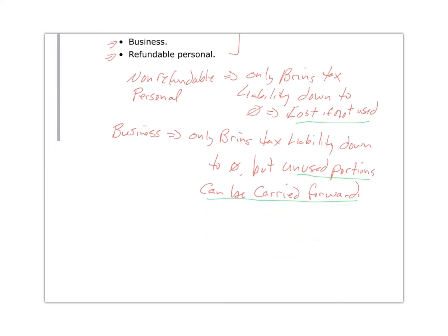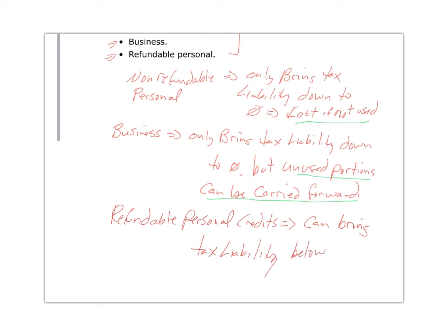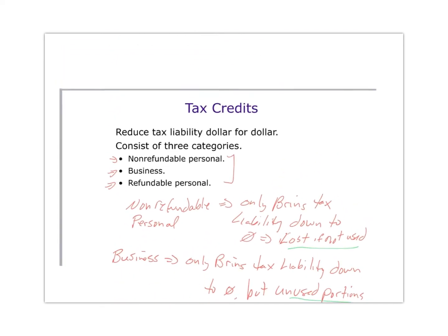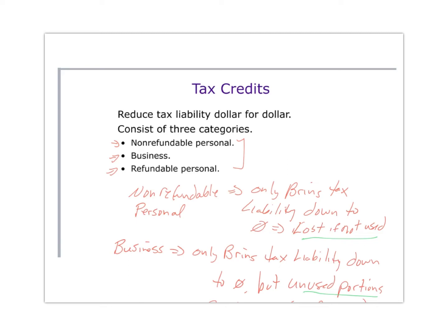Okay, and then that brings us to refundable personal credits. Remember, those can bring tax liability below zero. So if we look up at these three categories, this is the order in which you would want to apply them. So if you had non-refundable personal credits, you would want to take those first. Next, you would want to apply your business-related tax credits to your tax liability. And then finally, you're going to want to use your refundable personal credits to offset your tax liability, because these allow your tax liability to go down to zero.